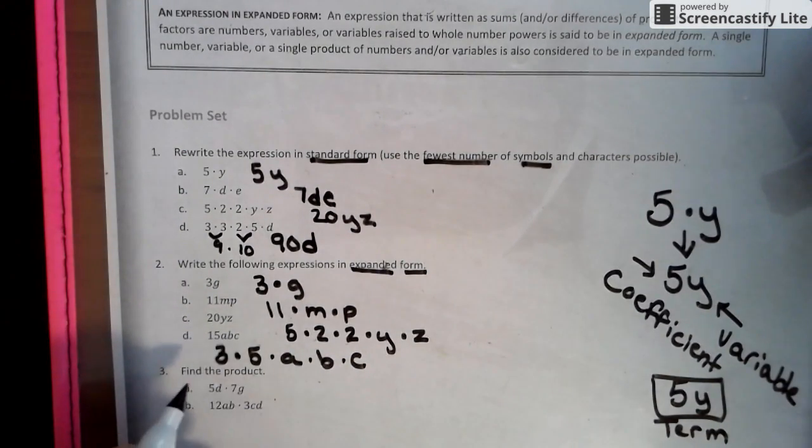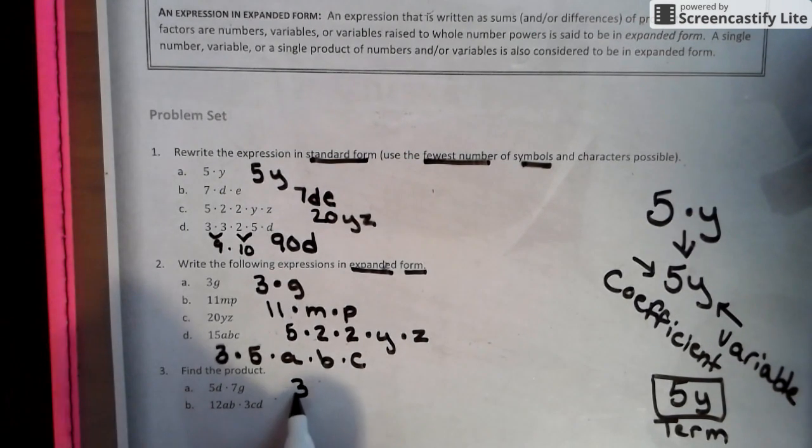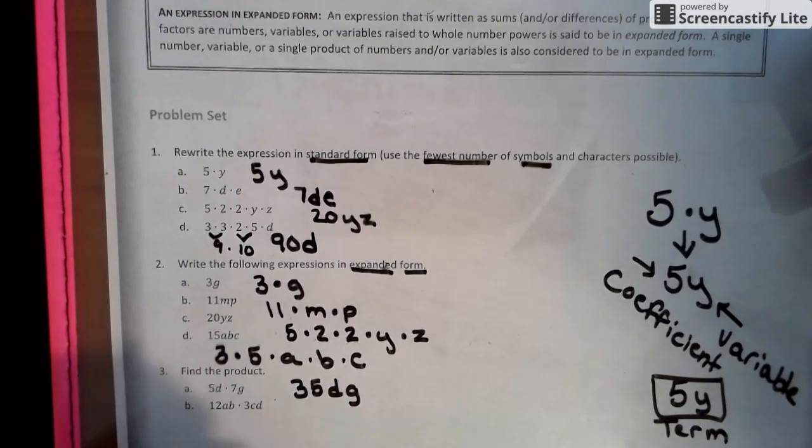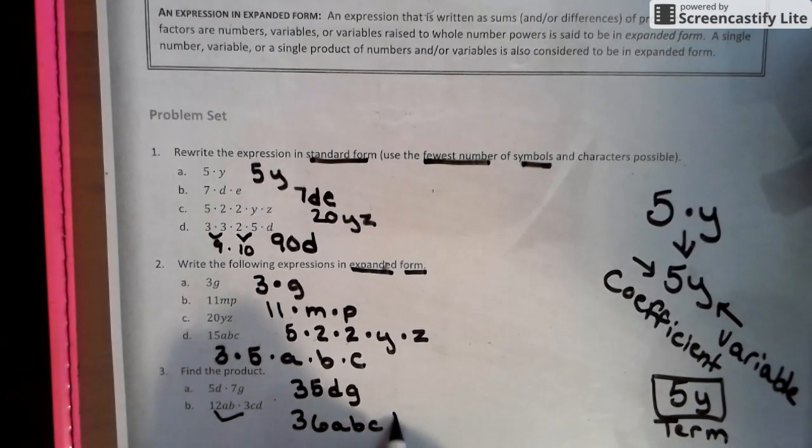Now, when we said find the product, not only do we have to make it smaller, but these two coefficients have to come together to make one coefficient. So we can take the 5 times a 7 and get 35, and then just put on the D and the G right with it. And this one, we could take the 12 and the 3 and get 36. And then we have A, B, C, D attached to that.